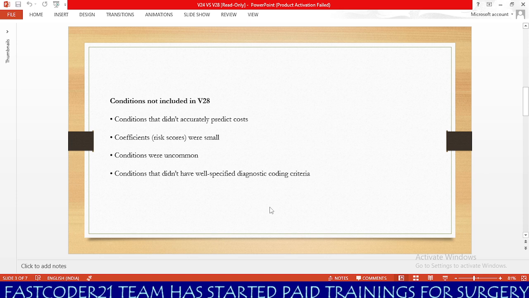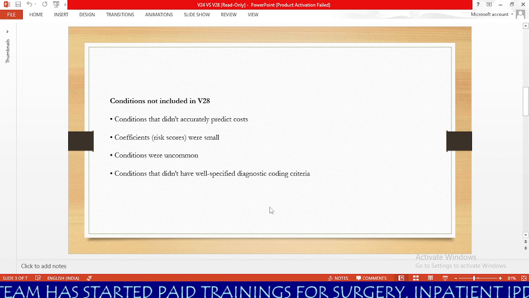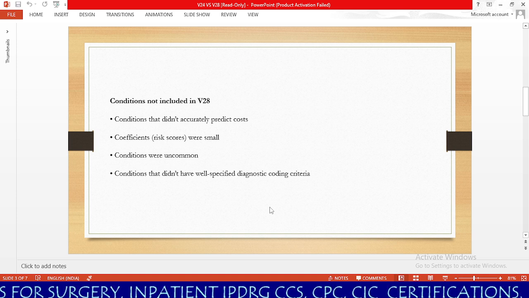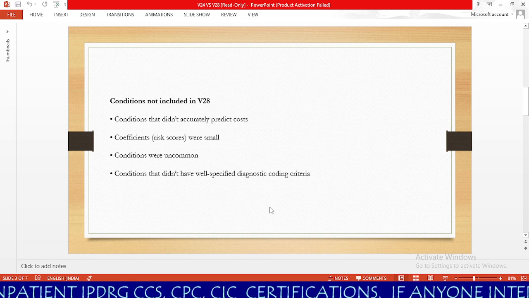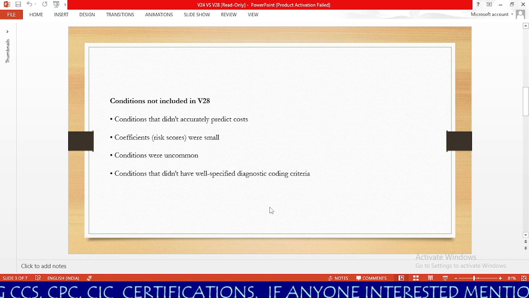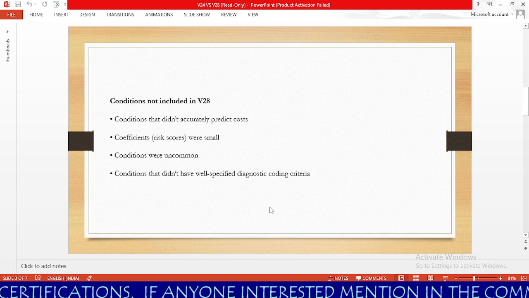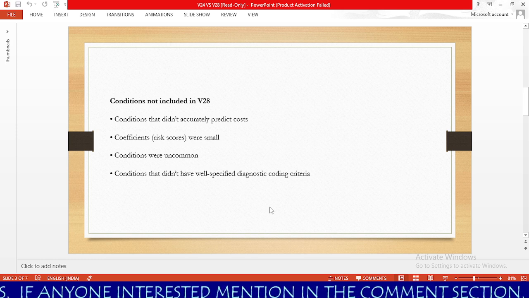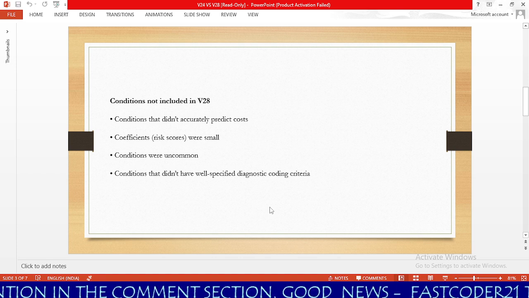As all of us know, so far we are using version 24. Now we need to know the conditions not included in version 28, which we are going to use from 2024. Conditions not included in version 28 are conditions that did not accurately predict costs. The conditions which will not predict the cost accurately are not included in version 28. Coefficients were very small here. Conditions were uncommon, so conditions that are uncommon are not included in version 28. And also conditions which do not have diagnostic coding criteria.